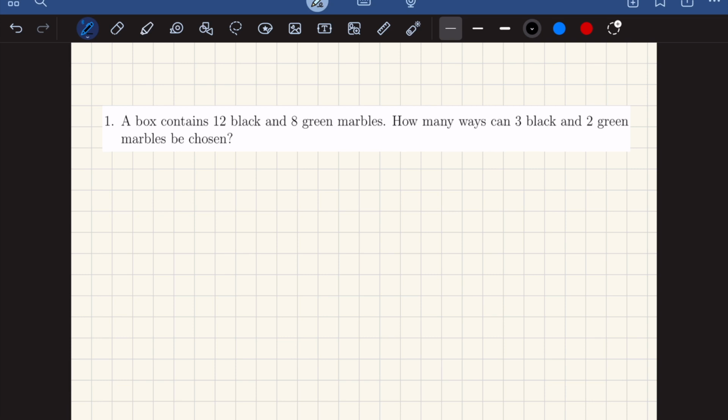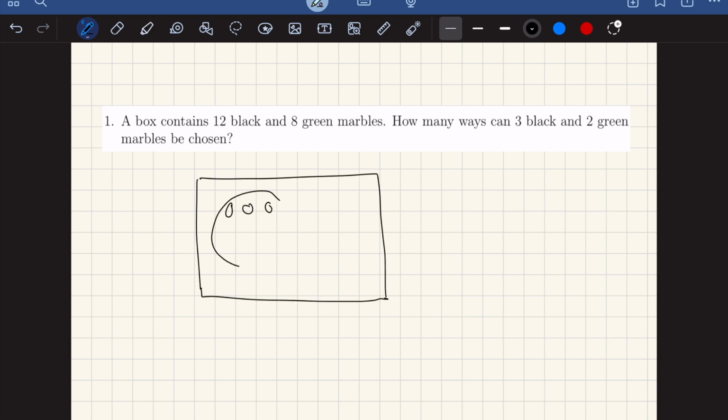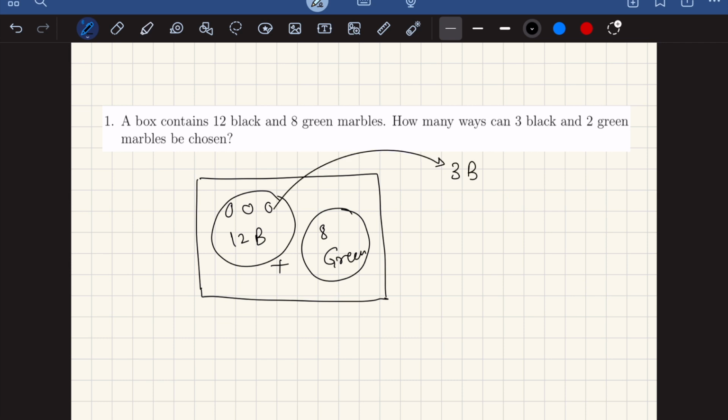Okay, so I'll read out the question. You have a box containing 12 black marbles and 8 green marbles, and the question is, in how many ways can you choose 3 black and 2 green marbles? I'll let you think about it. You can type your answers in the chat, or you can unmute, and then we can discuss.